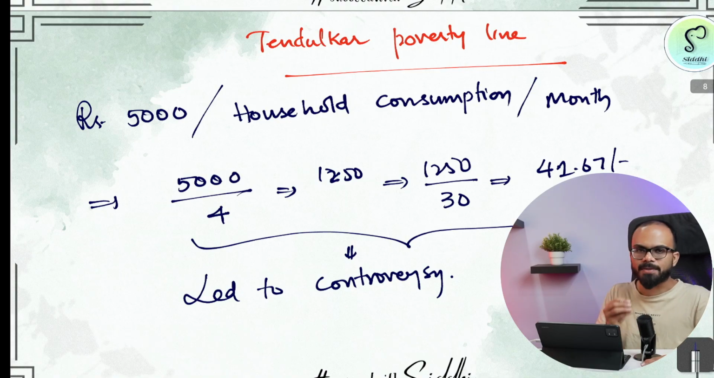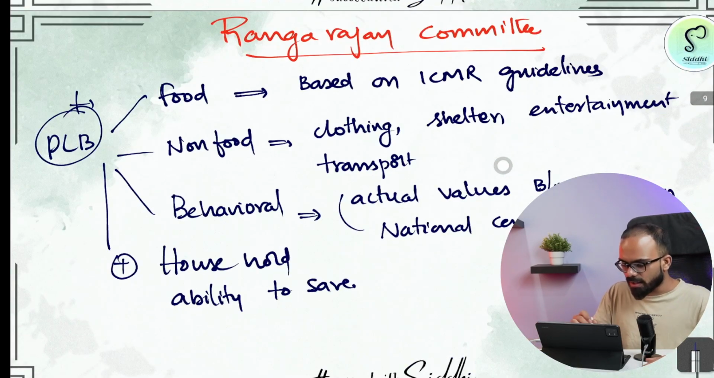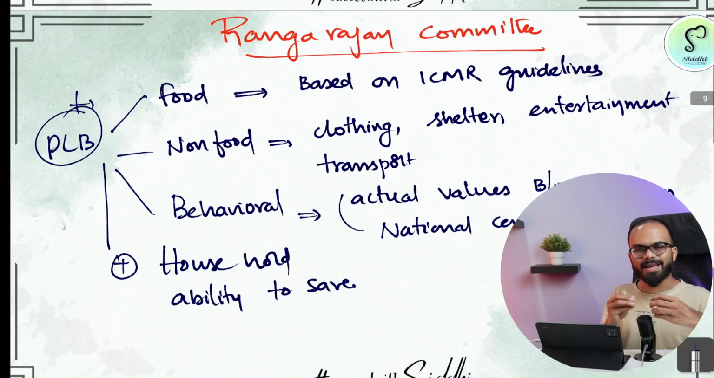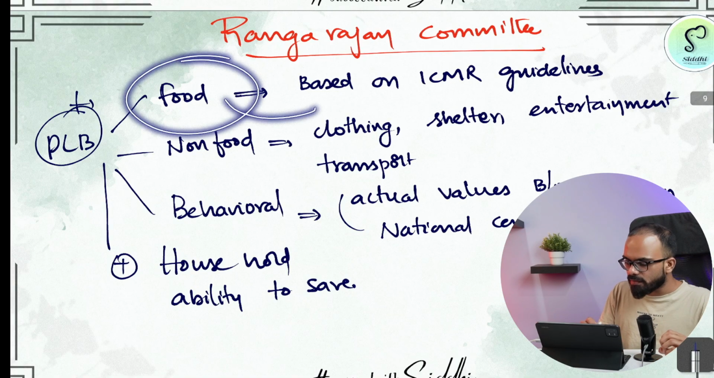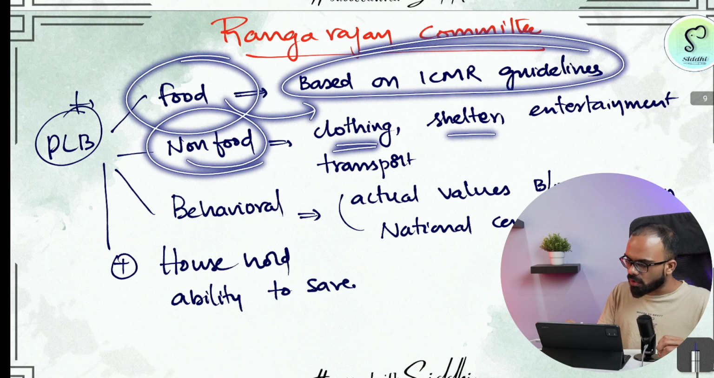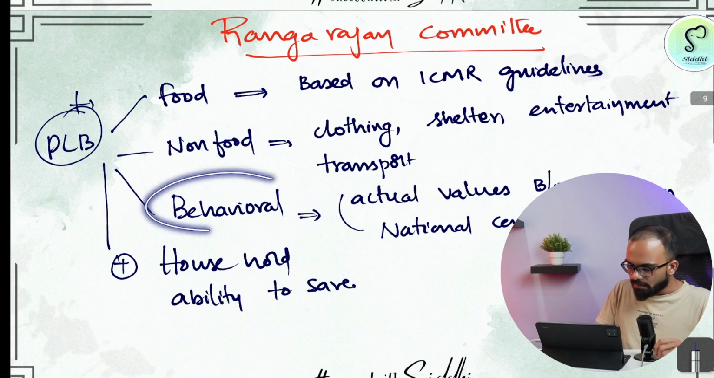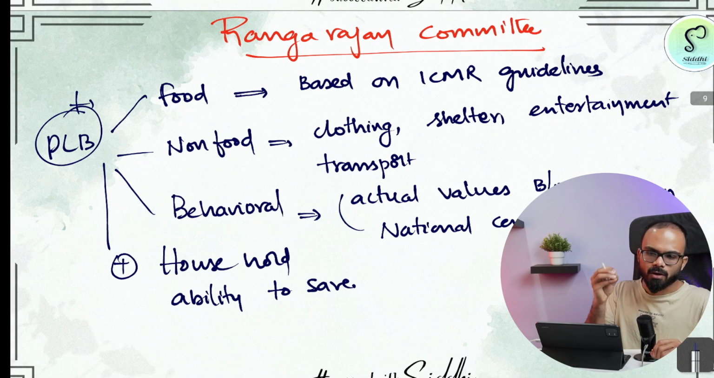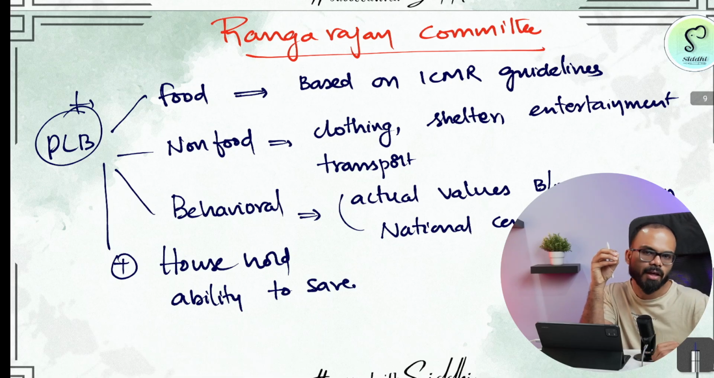This line was subjected to a lot of criticism, and then the other committee that was appointed is Rangarajan committee. What Rangarajan committee did is that they slightly expanded the basket, and they said that with respect to food, we will follow ICMR guidelines, and in non-food, we will include clothing, shelter, entertainment, and transport, etc. Along with this, behavioral component was also considered, and households' ability to save is considered as a part of the entire poverty line basket.